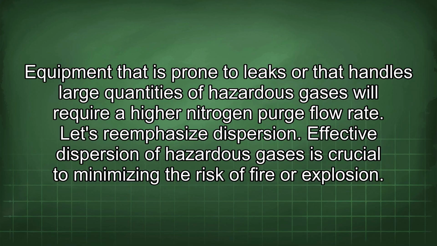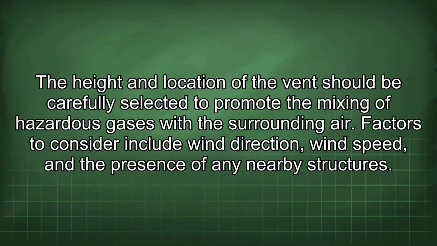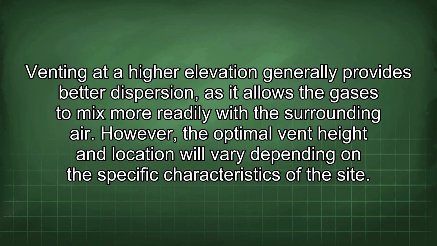Effective dispersion of hazardous gases is crucial to minimizing the risk of fire or explosion. The height and location of the vent should be carefully selected to promote the mixing of hazardous gases with the surrounding air. Factors to consider include wind direction, wind speed, and the presence of any nearby structures. Venting at a higher elevation generally provides better dispersion, as it allows the gases to mix more readily with the surrounding air. However, the optimal vent height and location will vary depending on the specific characteristics of the site.